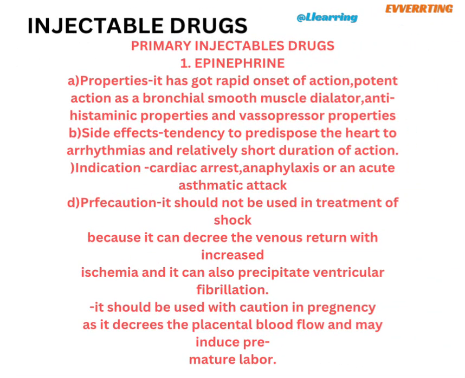Injectable drugs. Primary injectable drugs. 1. Epinephrine. A. Properties: it has rapid onset of action, potent action as a bronchial smooth muscle dilator, antihistaminic properties and vasopressor properties. B. Side effects: tendency to predispose the heart to arrhythmias and relatively short duration of action. C. Indication: cardiac arrest, anaphylaxis, or an acute asthmatic attack.